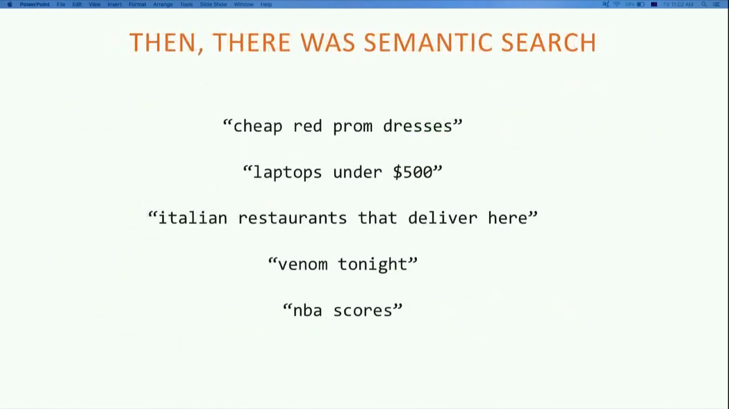After that, we moved into smarter things, and that was probably about 15 years ago, and obviously there are still projects today that use the technology around semantic search. All of these are actual queries that if you put into Google US, you get the results you expect. So a cheap red prom dress will actually show you dresses that could conceivably be prom dresses. Cheap for a dress means something different than cheap for a car or cheap for a computer, right? Red obviously is a very fuzzy concept, especially if you need to get it from the image.